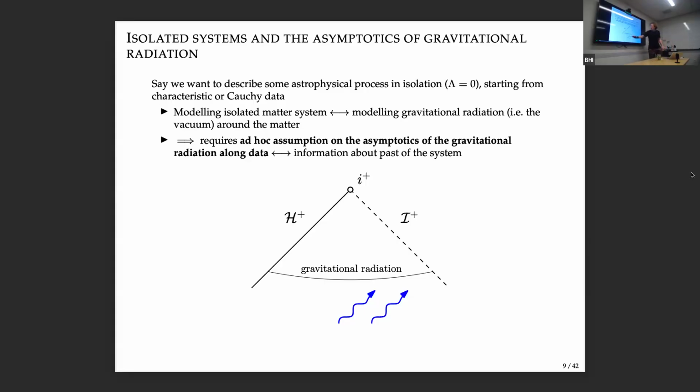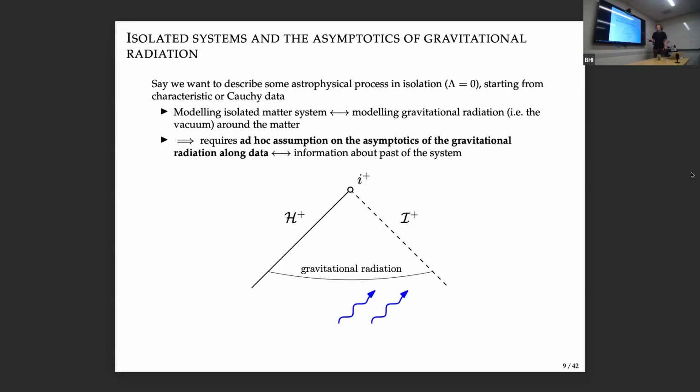And so when you have this dynamical problem and want to pose initial data, you need to make an ad hoc assumption on, in particular, the asymptotic behavior of the gravitational radiation along your initial data, which in turn captures information about the past of the system. So think of it this way: we freeze time and we look at Sun and Earth, and we have some gravitational radiation at our frozen time. This gravitational radiation has been generated by Sun and Earth, their motion a little bit earlier. So whenever we have our initial data, then they really contain information about the past of the system.